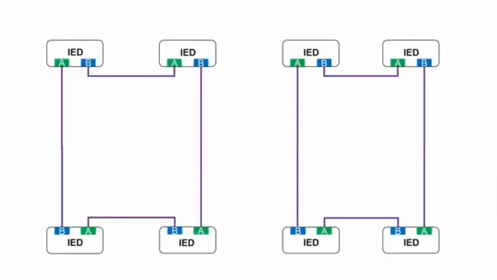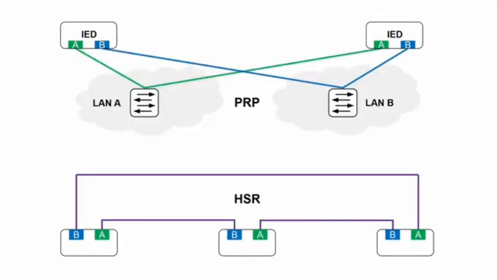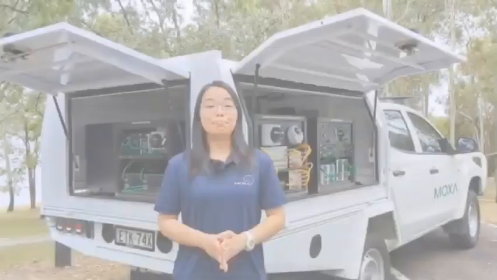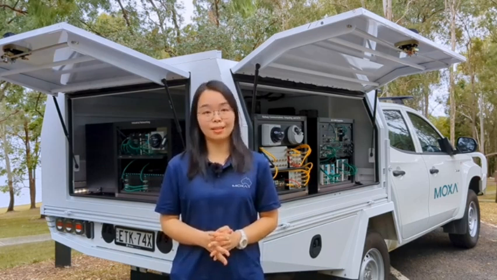There are more options when it comes to building larger scale networks with seamless redundancy. If you want to build a topology with multiple HSR rings, QuadBox functionality can be used to bridge rings together. And if you need to connect HSR to PRP, you can rely on the coupling mode of the RedBox or PRP/HSR switch.